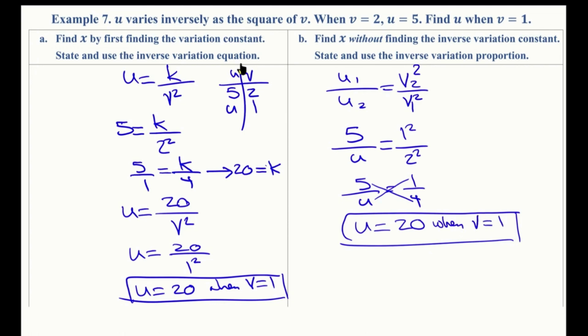So you can see this method is extremely efficient if you become good at setting up these proportions, but only use it when the problem doesn't demand the variation constant. When it does, you should go ahead and do it this way.